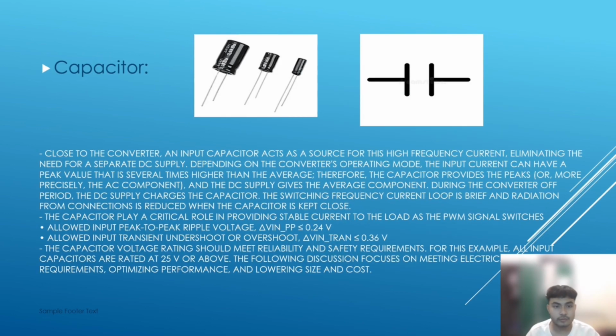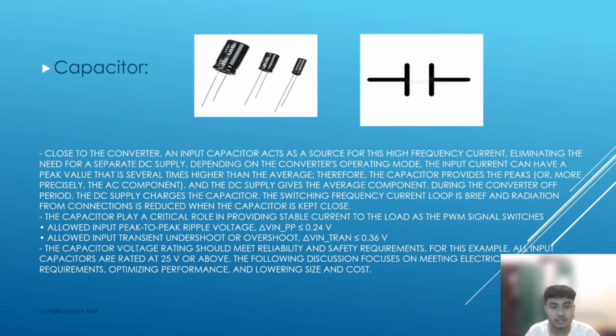So we have the capacitor. The input capacitor is close to the converter and acts as a source for the high frequency current, eliminating the need for a separate DC supply. Depending on the converter operating mode, the input current can have a peak value that is several times higher than the average. Therefore, the capacitor provides the peaks, or more precisely the AC component, and the DC supply gives the average component. During the converter off period, the DC supply charges the capacitor. The switching frequency current loop is brief, and radiation from connection is reduced when the capacitor is kept close.